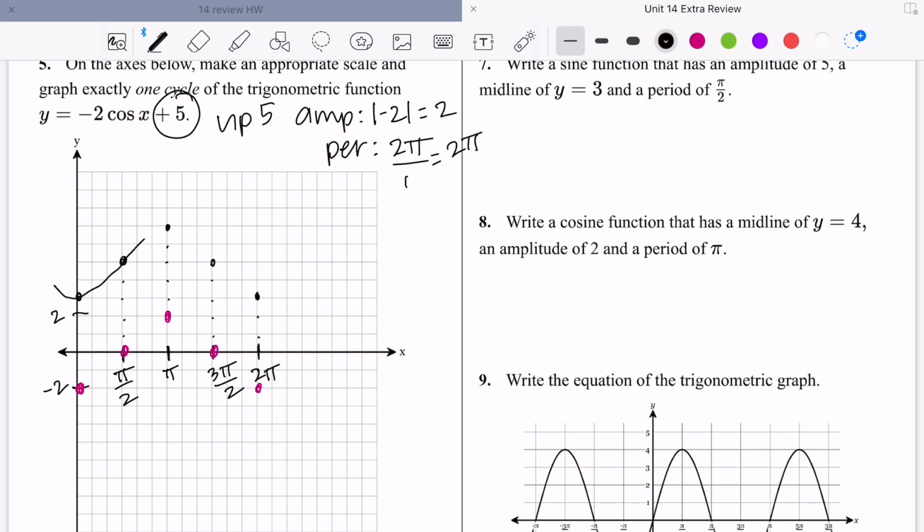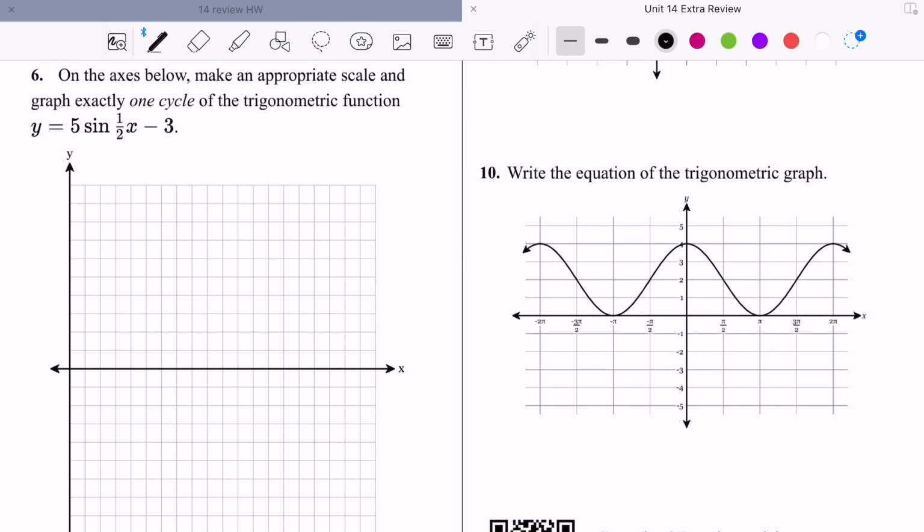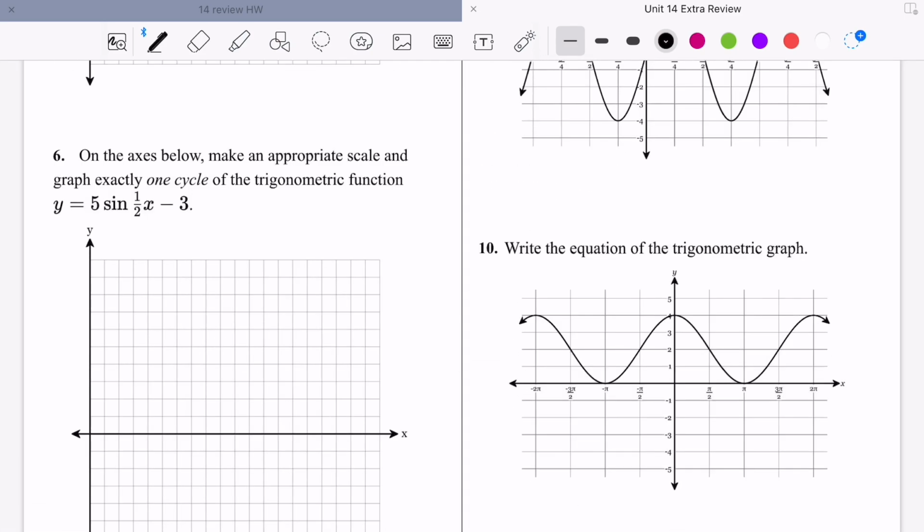And then kind of keep it curved because we know these just keep making the same things. Okay, next one, number 6. For this one, the amplitude is 5, and then we are going down 3. And the period is 2 pi divided by 1/2.